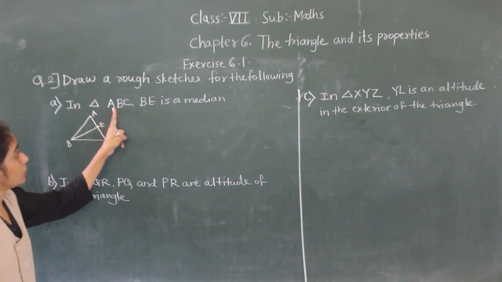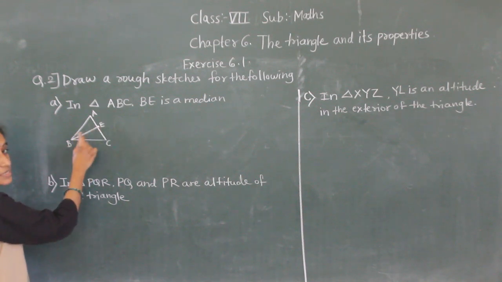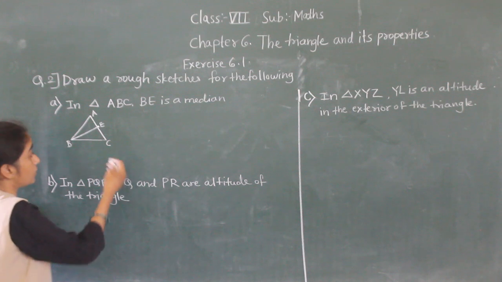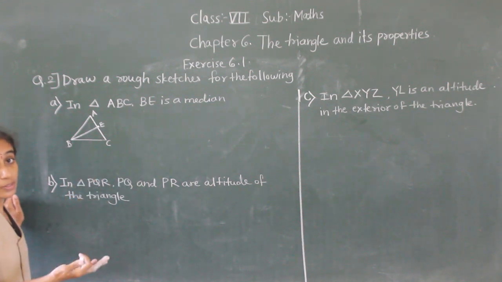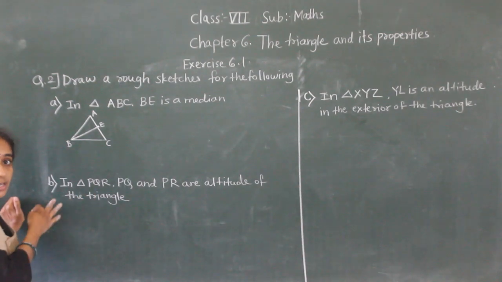In triangle ABC, BE is a median. So BE is the median. Now if you give the name of the triangle in a different way, then the median will come differently.